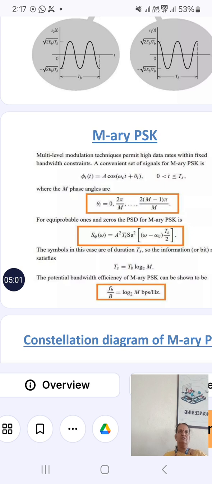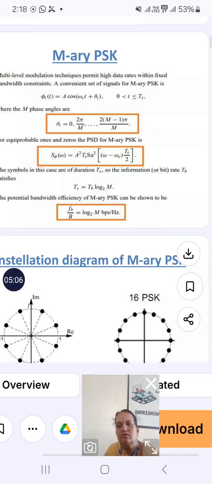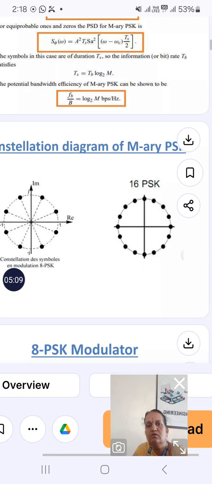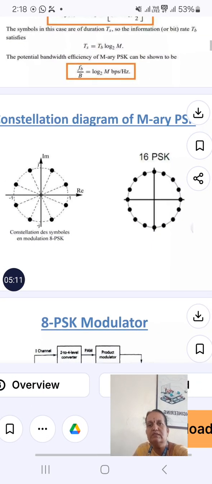So we have the constellation diagram of MRA PSK. For 8 PSK and 16 PSK, we have differences. The given incoming signal has to be converted into a phase shifted version of 8 levels or of 16 levels. How can it be done? The points should not overlap with each other. Each should be differentiated, each separated by a phase shift.